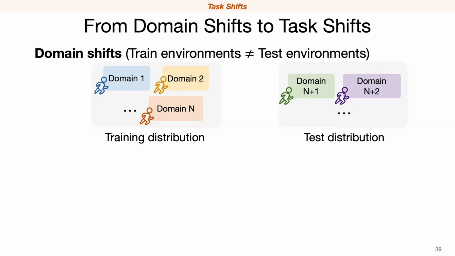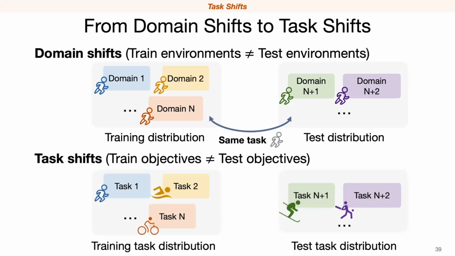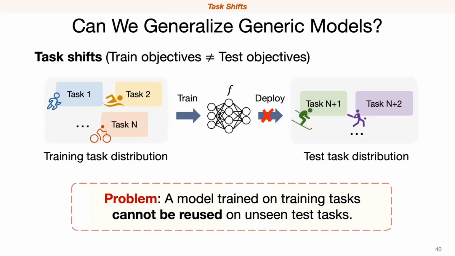Okay, before we start, let's do some comparison between domain shifts and task shifts. In domain shifts, the training domains are different from the test domains, but all of them focus on the same task, for example, the same classification. In task shifts, we aim to train the model from some training tasks and then adapt this model to unseen new test tasks. So the training objectives may be semantically different from test objectives. The problem here is that models trained from the training tasks cannot be directly deployed to the unseen new test tasks.